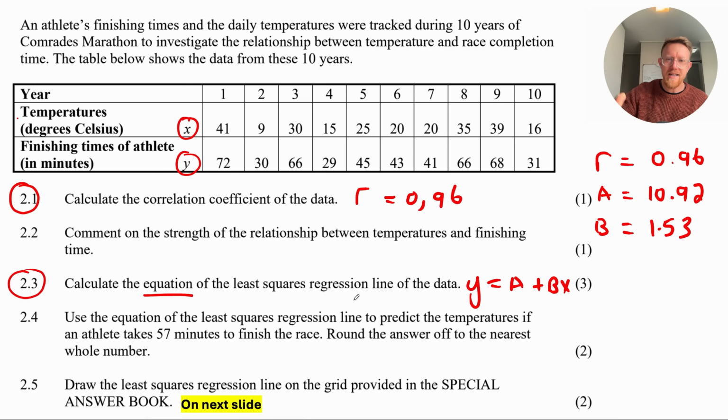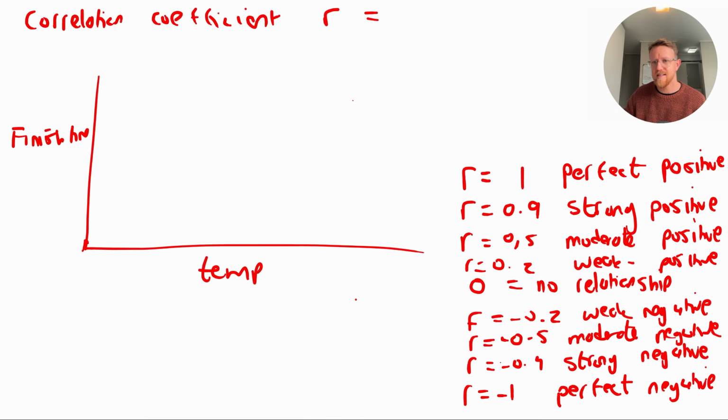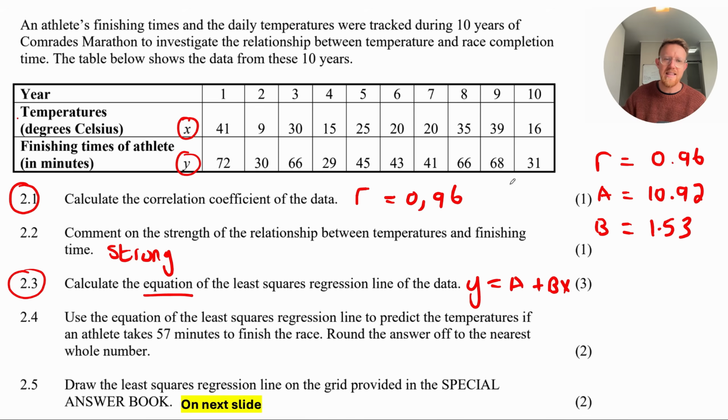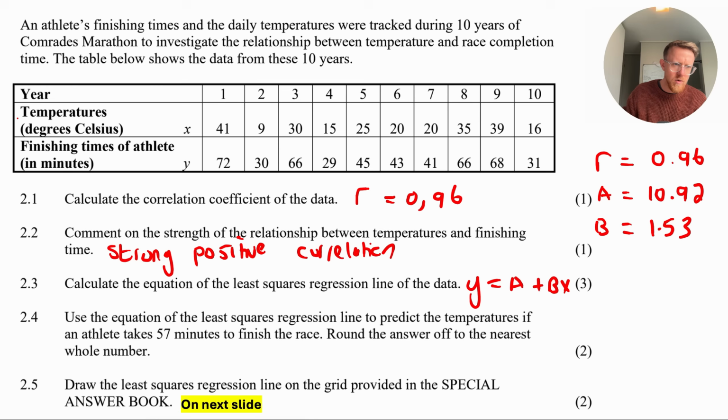So if we go back to our example now, we got an R value of 0.96, which is really good. If we had to comment on that, they're looking for 2 keywords. You would say that it's definitely strong, because it's even higher than 0.9. It's almost perfect. So you can just say strong, and then you would say positive. It's a strong positive correlation.